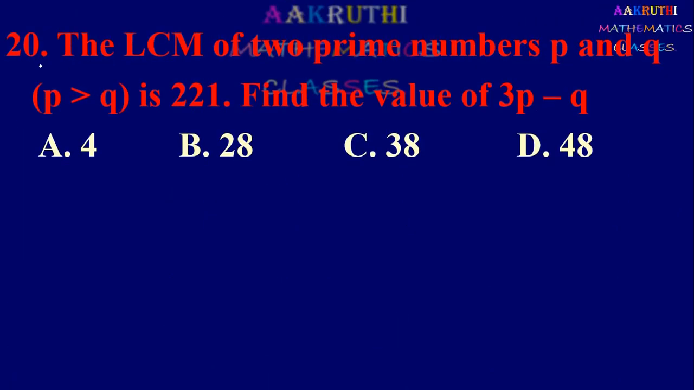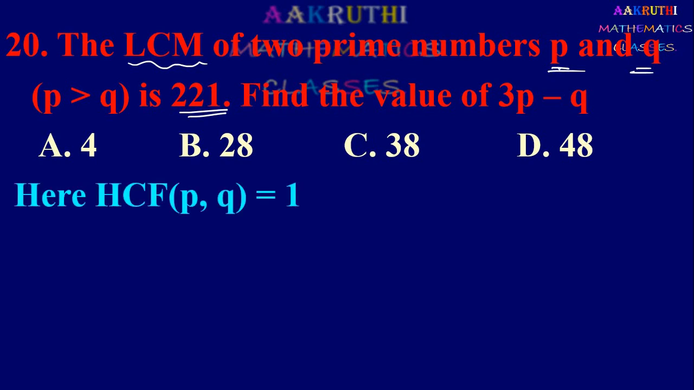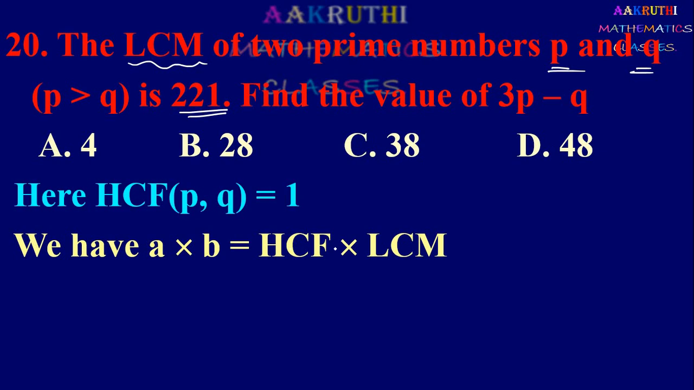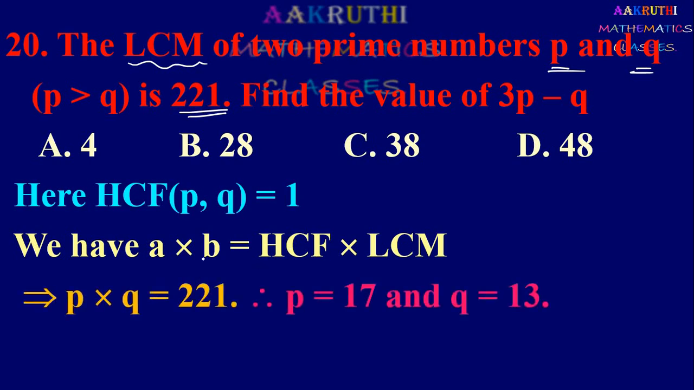So next question, question number 20. The LCM of two prime numbers P and Q, where P is greater than Q, is 221. Find the value of 3P minus Q. So here it is given that the LCM of two prime numbers P and Q is 221. Therefore P and Q are relatively prime, that is, HCF of P and Q is 1, since both are prime numbers and there is no common factor. Then we have A into B equals HCF into LCM. So P into Q equals 221 into 1, which is 221.